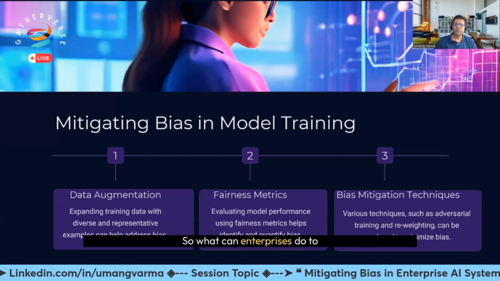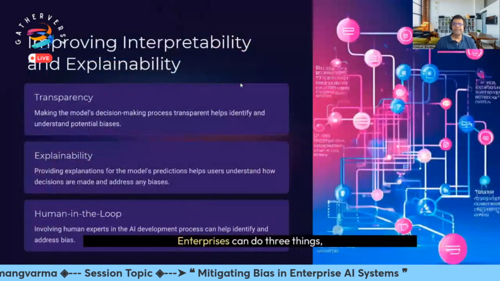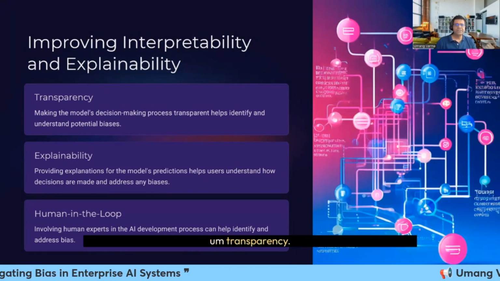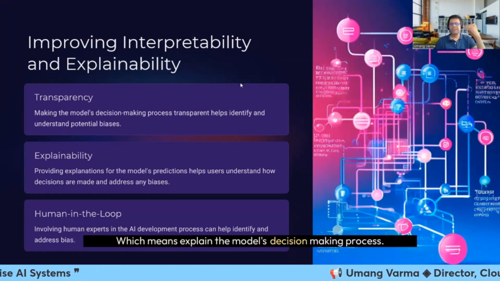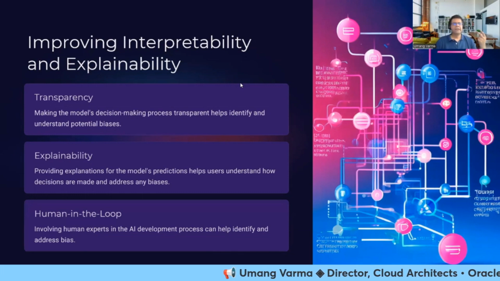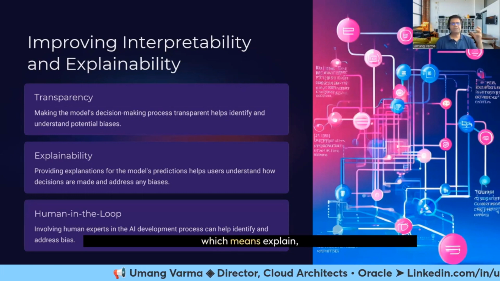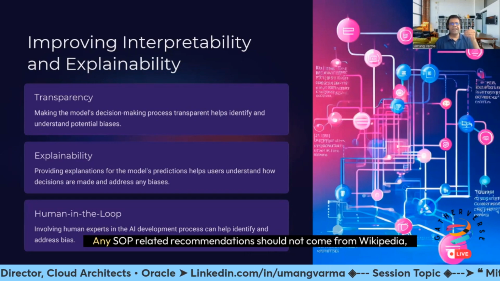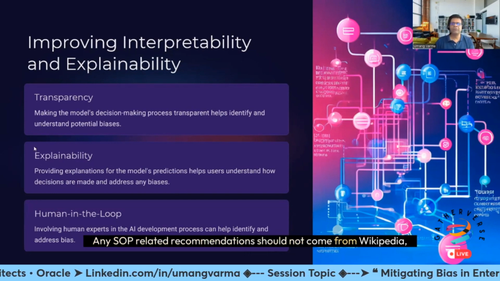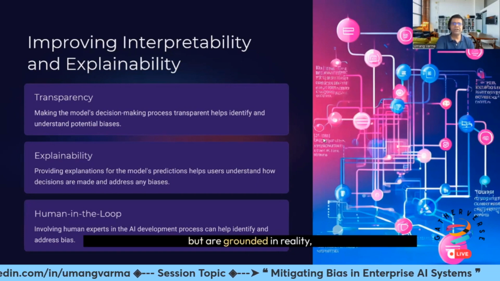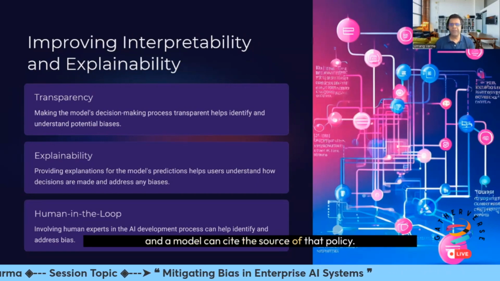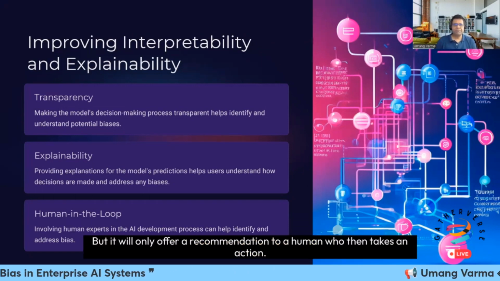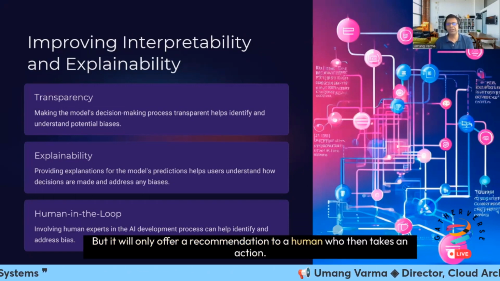So what can enterprises do to handle bias? Enterprises can do three things. Transparency, which means explain the model's decision-making process. Explainability, which means, for example, if the model gives you a recommendation, any SOP related recommendation should not come from Wikipedia, for example, but be grounded in reality, and the model can cite the source of that policy. Third is human in the loop. So AI will not initiate action, but it will only offer a recommendation to a human who then takes an action.